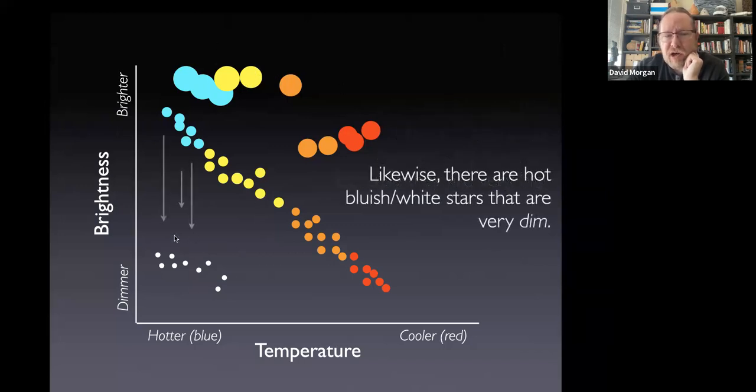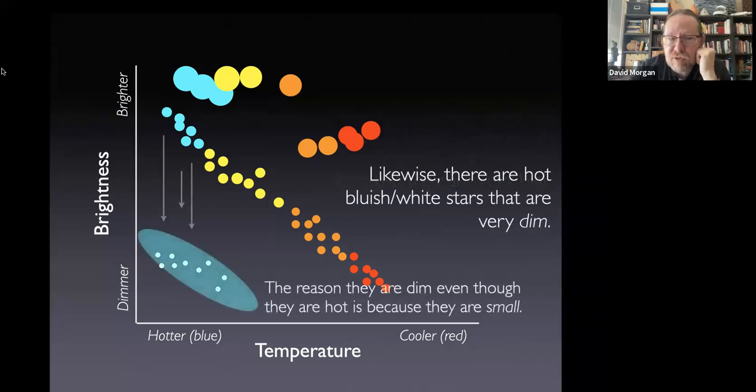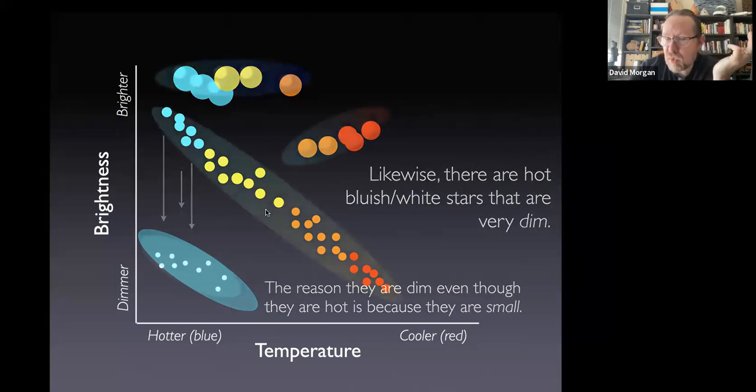What about these stars? How would we describe them? They're hot. They have a high temperature. They give off bluish white light. But they're very, very dim. Why would something hot be very, very dim? Well, the opposite deduction is that they're very, very hot, but they're also very, very small. So this group of stars down here in the lower left of the HR diagram are stars that are hot and blue, but tiny. And we call these stars white dwarfs.